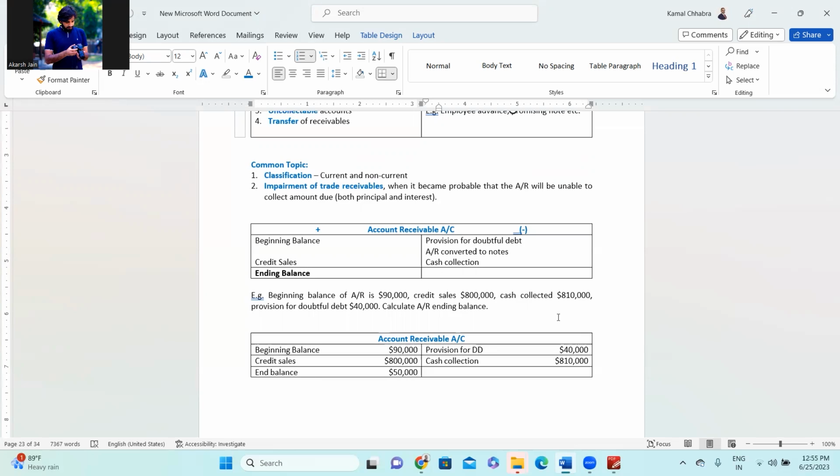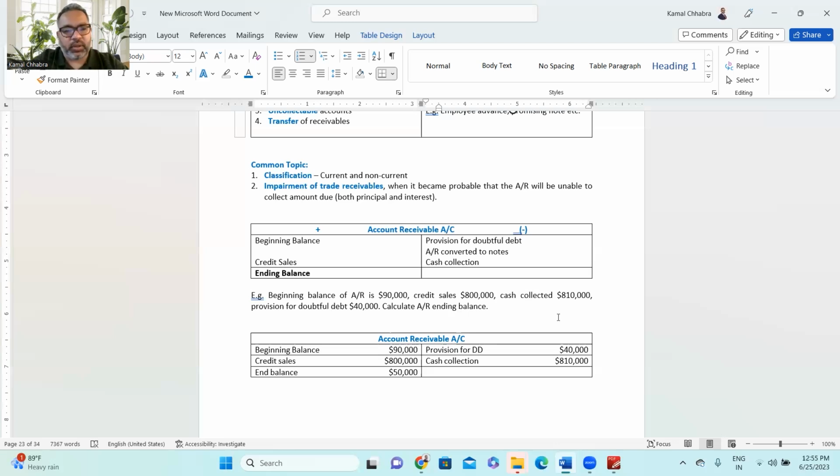Its value has gone, so basically the amount which you are expected to receive from the customer or the third party is now in doubt or it's difficult to recover for maybe any specific circumstances.